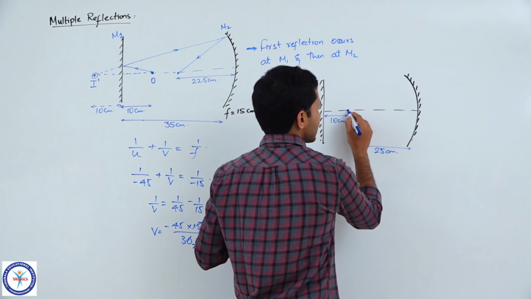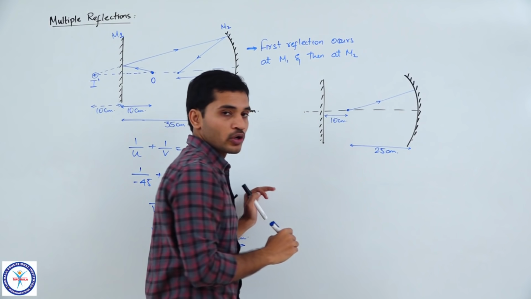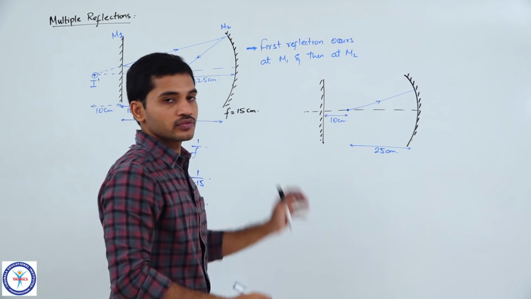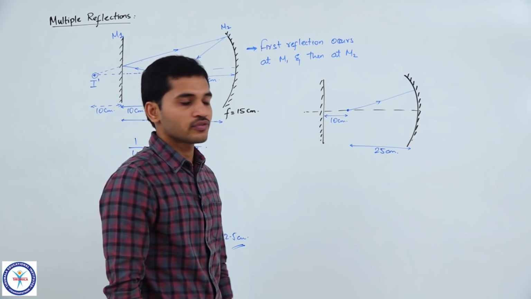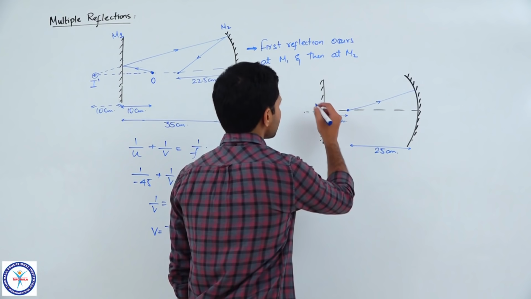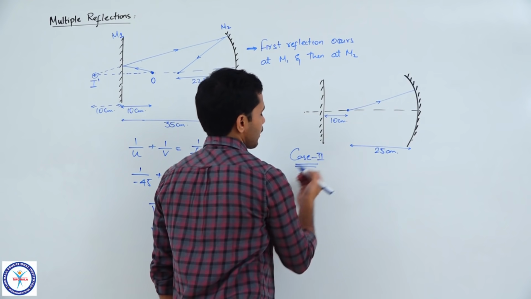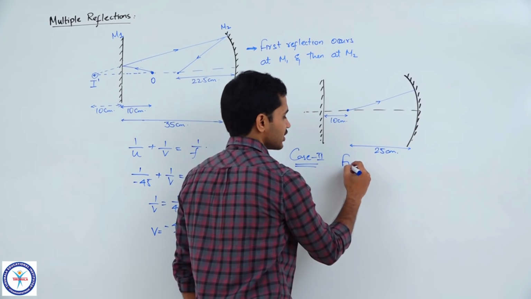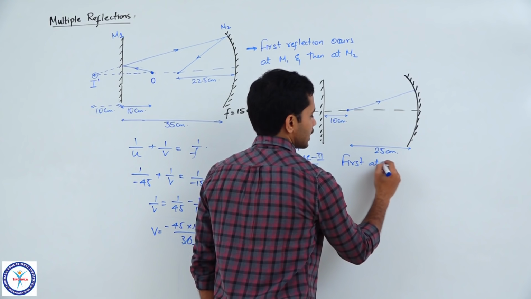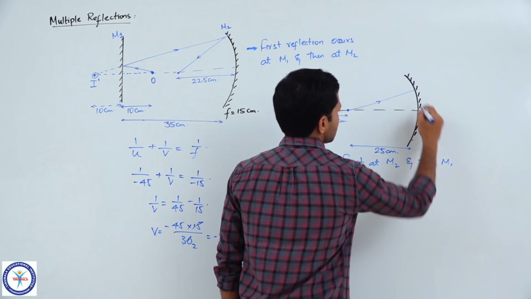So, this time I will have to consider the light rays are first incident on the concave mirror and then they get reflected from there. So, first I will directly write the equation for the concave mirror. So, this is case 2. In case 2 first reflection occurs at M2 and then M1.